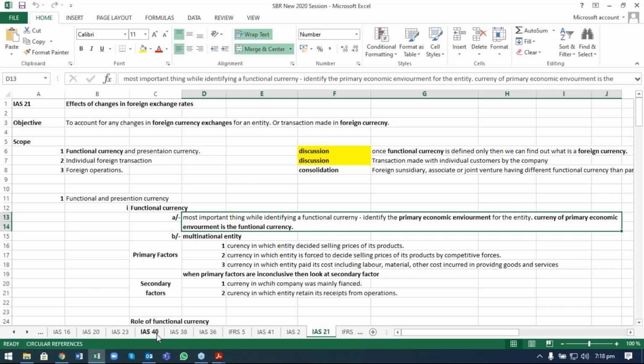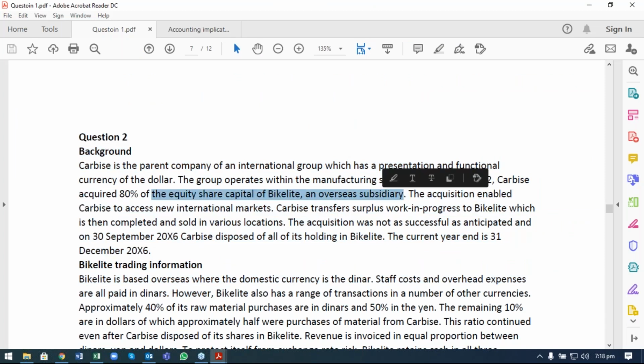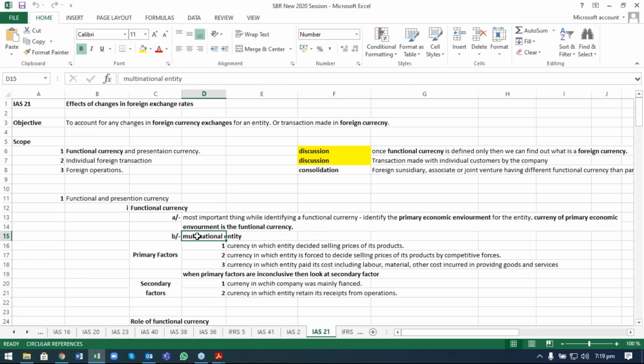But as far as this scenario, we're looking into the question, it's a Bakelite company which is operating in multiple jurisdictions. It's not working in just one territory, in one economic environment. It's working in multiple economic environments, and the company is making sales in multiple different countries. So here comes, if there is a multinational company, IAS 21 provides you certain guidelines. You must look into the primary factors. What are those primary factors? Based on those primary factors, you can identify what the functional currency of the company is.